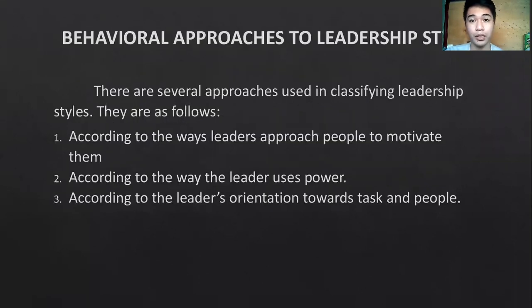Behavioral approaches to leadership style. There are several approaches used in classifying leadership styles. They are as follows. First, according to the ways leaders approach people to motivate them. Second, according to the way the leader uses power. And third, according to the leader's orientation towards tasks and people. We will be tackling these three one by one.